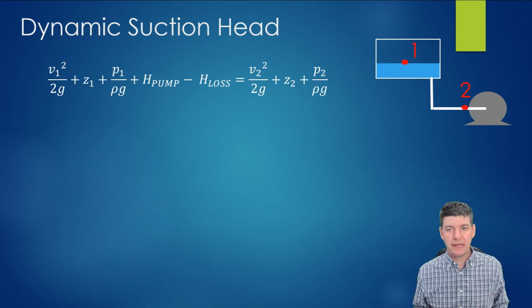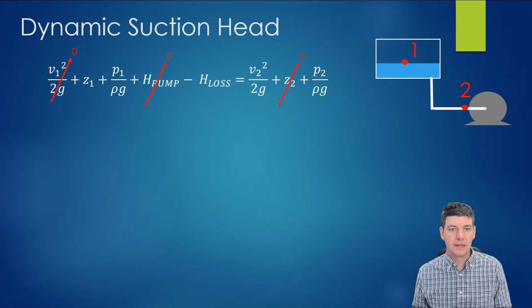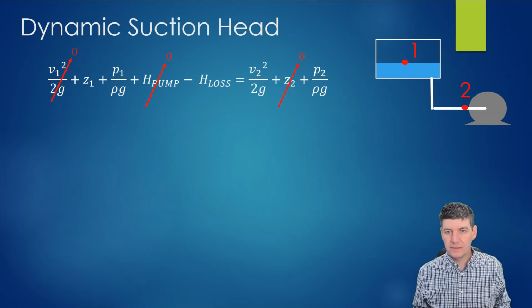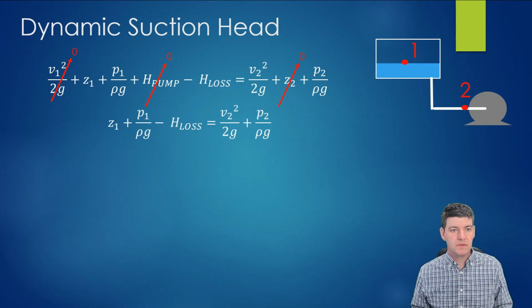But we know that we can eliminate some of these things. So for instance, if we have a large enough tank, we can assume that the velocity at 1 is 0. Because we're not passing through a pump from 1 to 2, we don't have any head that the pump is either producing or removing. And if we assume that our baseline point, the static height of the pump, is at our lowest point in our system, we can assume that that is 0.